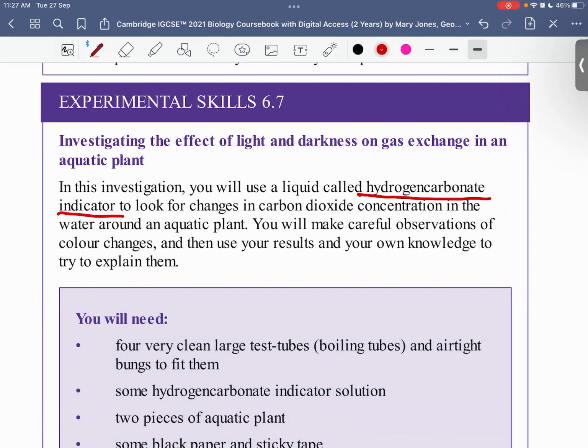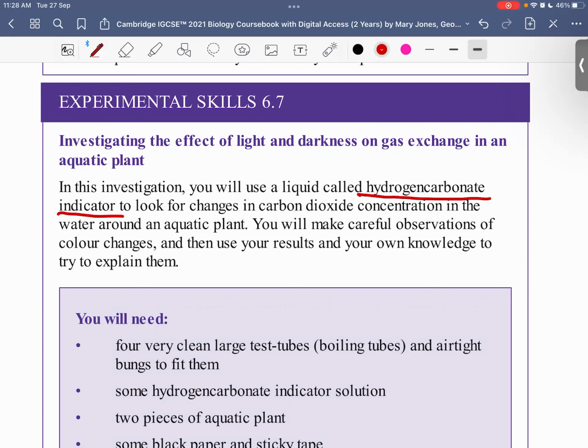What are their differences? The sodium hydrogen carbonate is used as a source of carbon dioxide, whereas the hydrogen carbonate indicator is used as an indicator to check the acidity or alkalinity of a solution. In other words, to check the pH, right?